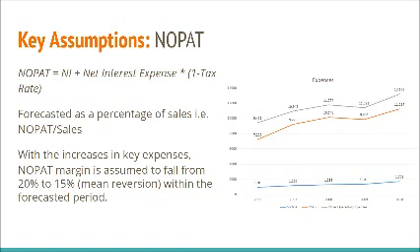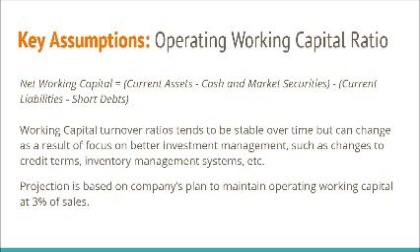And in the case it's stated that it's getting more costly to purchase such raw materials. And another assumption would be the operating working capital ratio. Usually the working capital turnover ratio is quite stable over time, but it might change if the management decides to focus on better investment management, and therefore our projection would be based on the company's plan, and in this case it will be to maintain the operating working capital ratio at 3% of sales.